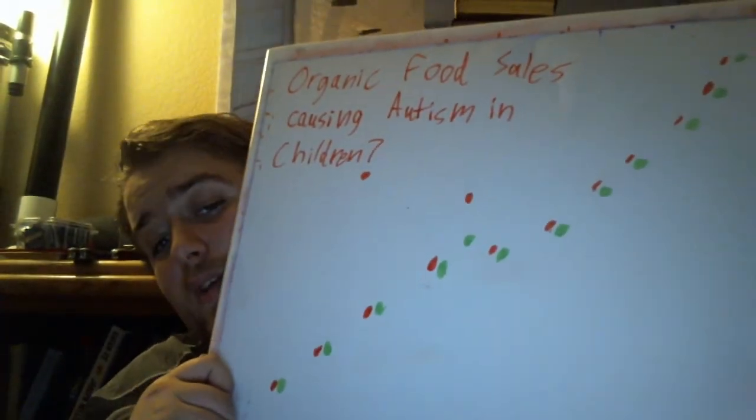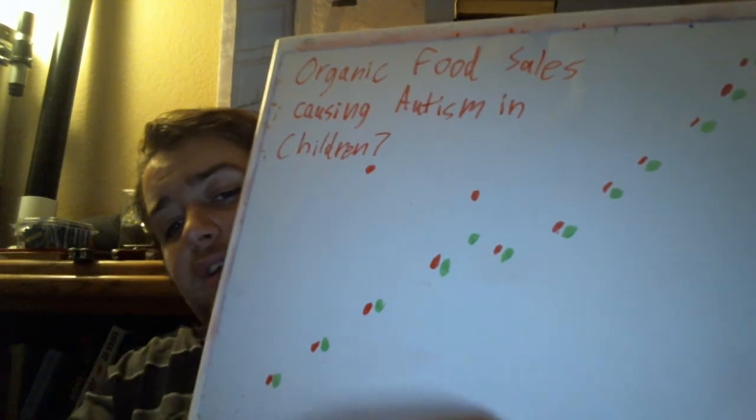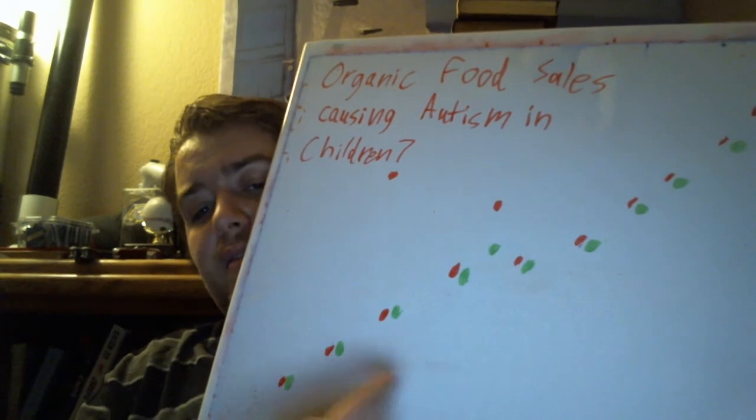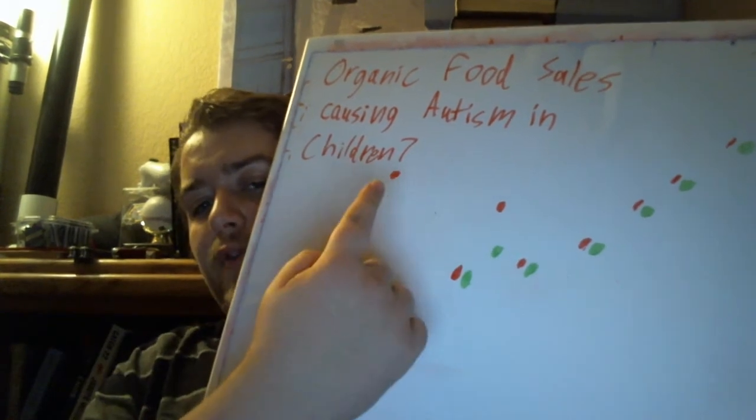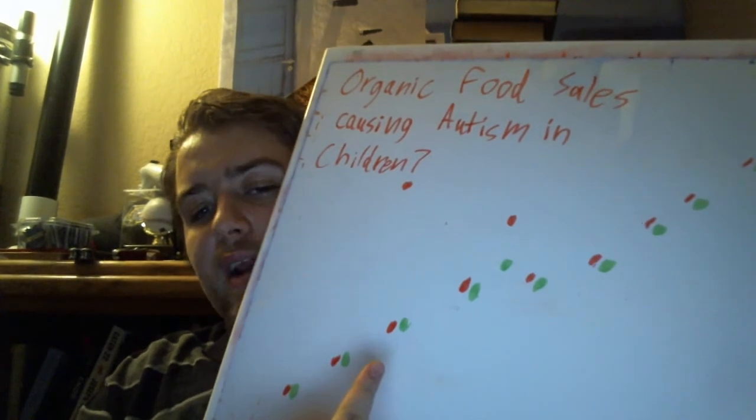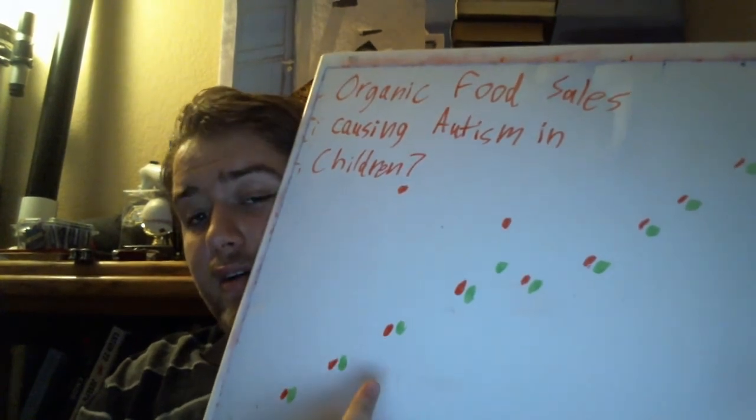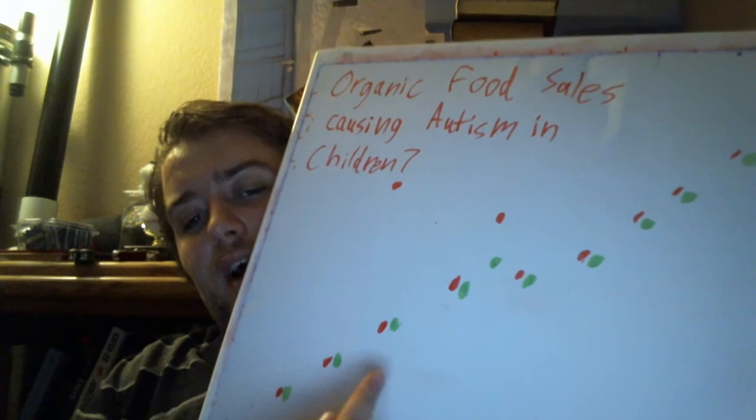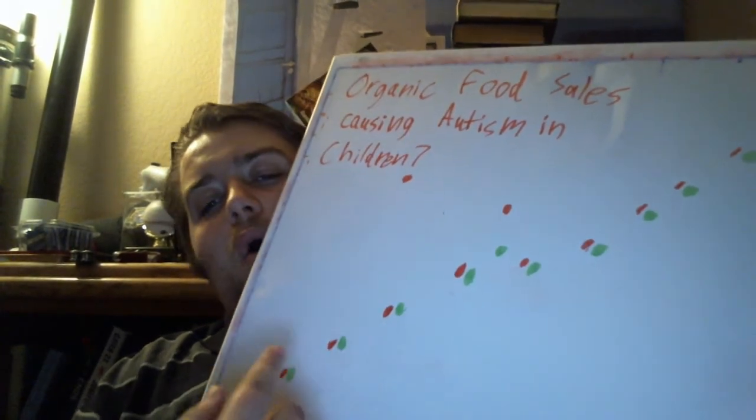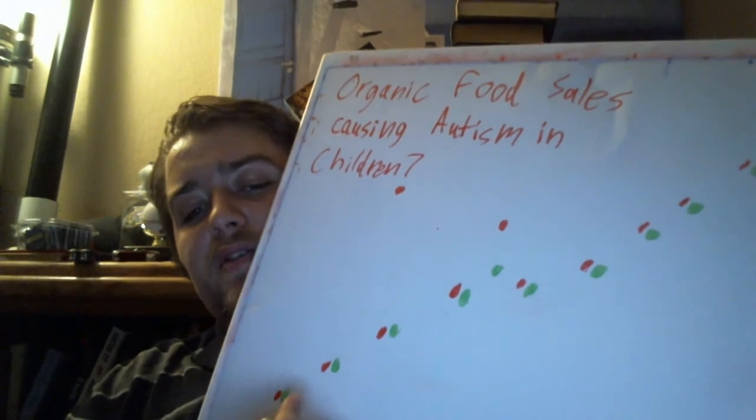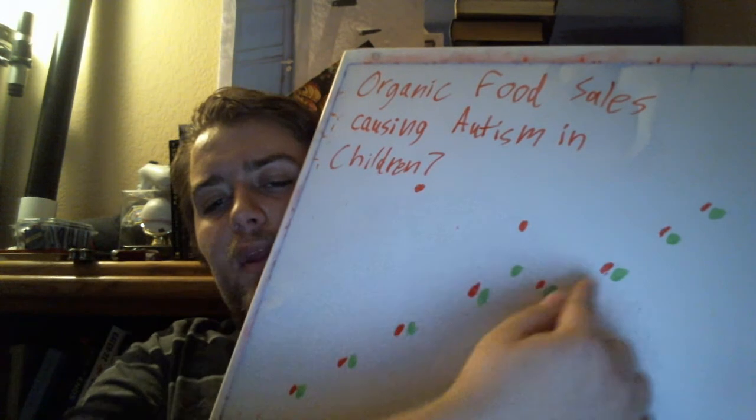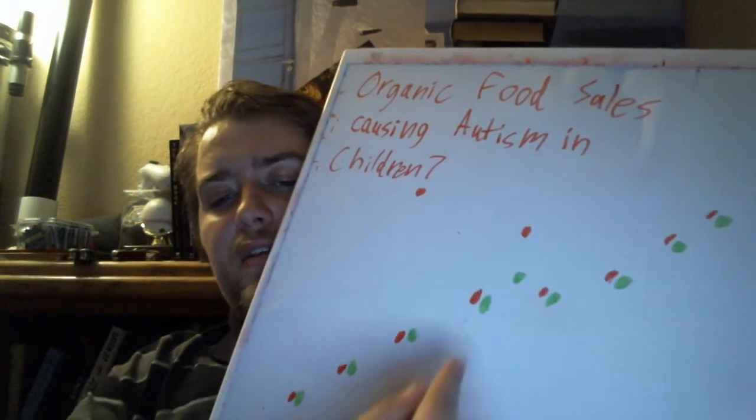And the main reason why this disturbs me is because you can see this graph, if you were to take it at face value, that seems to say that organic food sales are in fact causing autism. The red dots are organic food sales, and the green dots are autism cases. I basically copied this directly from the website. This seems to be implying that as organic food sales have gone up, so have the cases of autism.